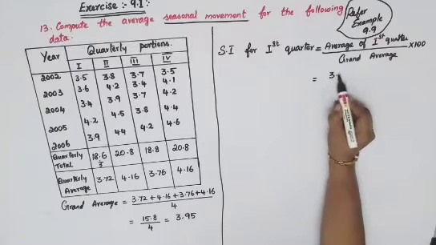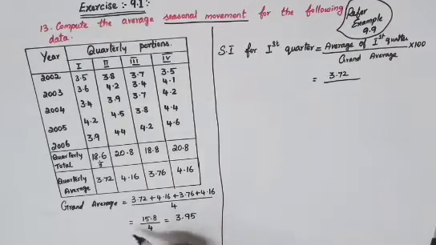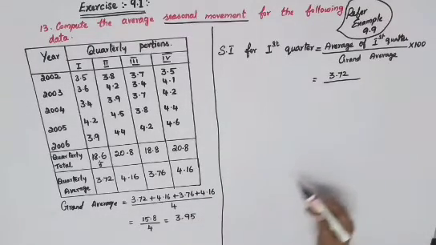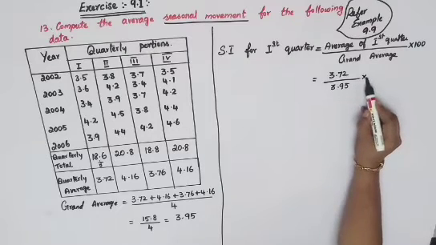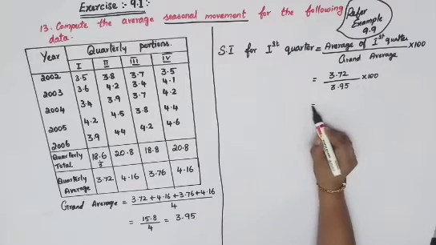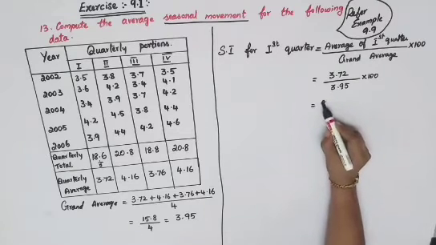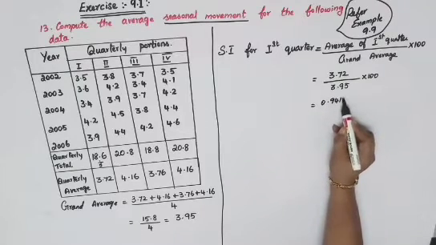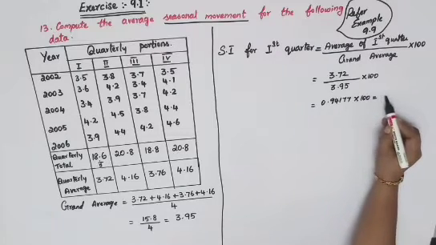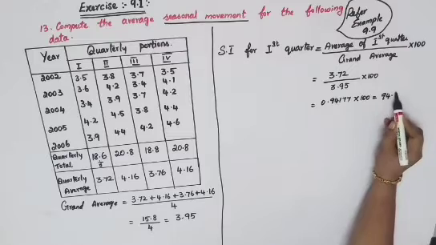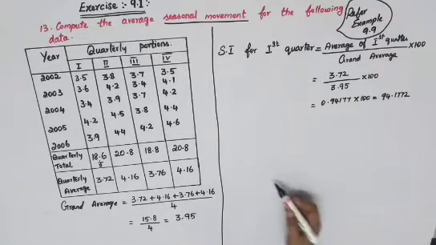So 3.72 divided by grand average, we have got it here, grand average is 3.95. So 3.95 into 100. So dividing 3.72 divided by 3.95, you will get your answer as 0.94177 into 100. The final answer will be 94.1772.